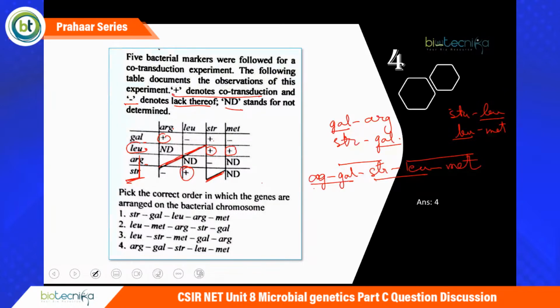Okay, what does that mean? That this order that we have written is possible. Okay, so out of all the options, check if this order is given or not. So you'll see that yes, this order is given: arch, gal, STR, LEU, MET.